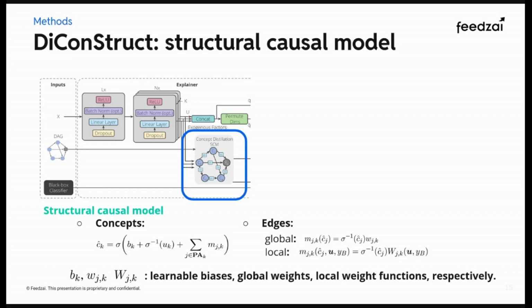In the global case, the edge contributions are computed using the logit of the source node likelihood multiplied by a global learnable weight. In the local case, the weight itself is dependent on the exogenous variables associated to the input through a learnable mapping. The computation then proceeds all the way from the nodes that have no parents to the leaf node of the graph, which is the node mimicking the black box model score.